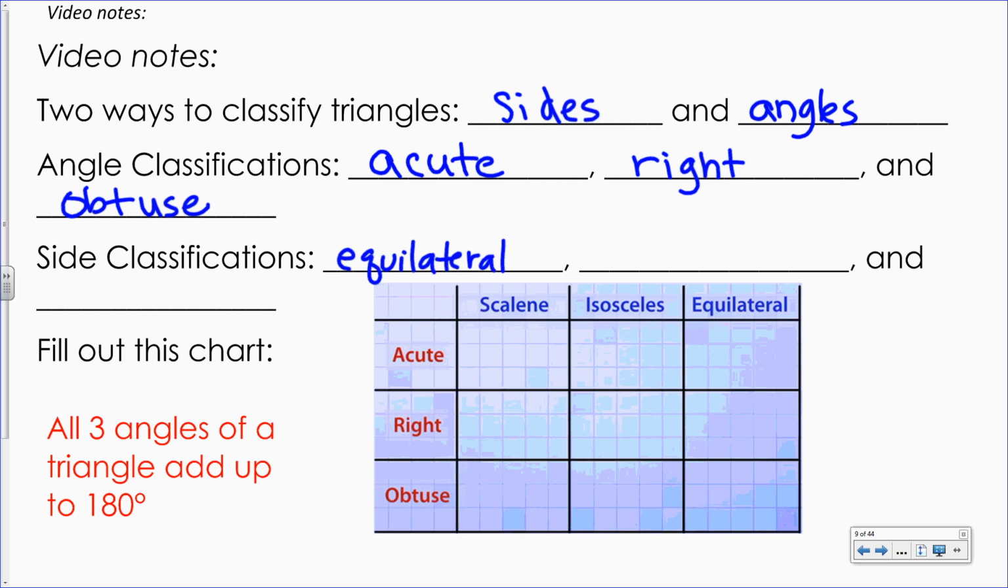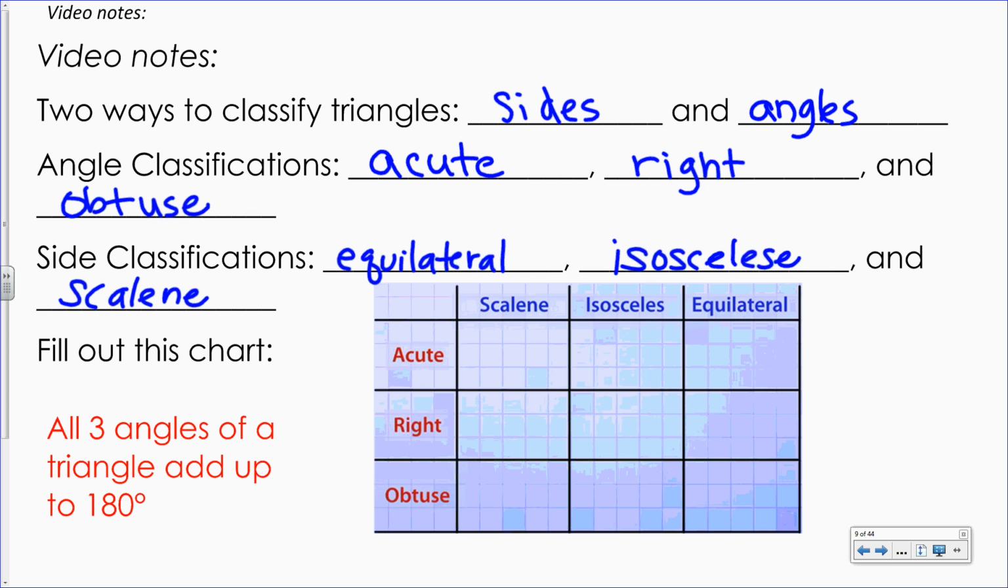Now the side classifications: you can have an equilateral triangle, which means that all the sides are equal. You can have an isosceles triangle, which means that two of the sides are the same, or you can have scalene, which means that none of them are the same. You should have filled this chart out from the video. If you didn't, I want you to take time to do that really quickly.